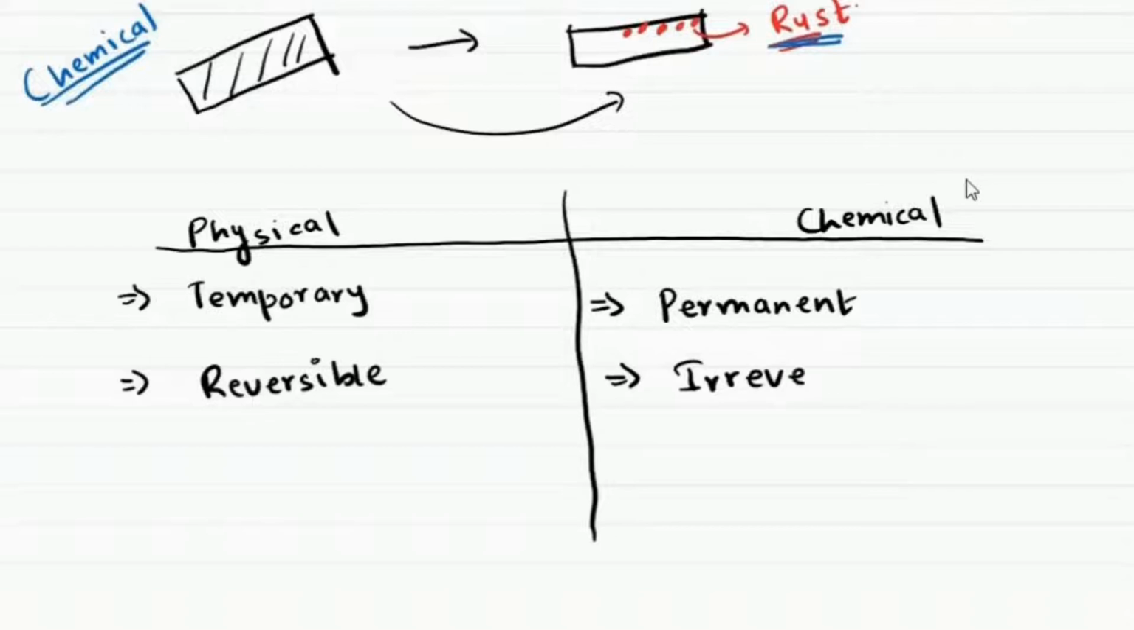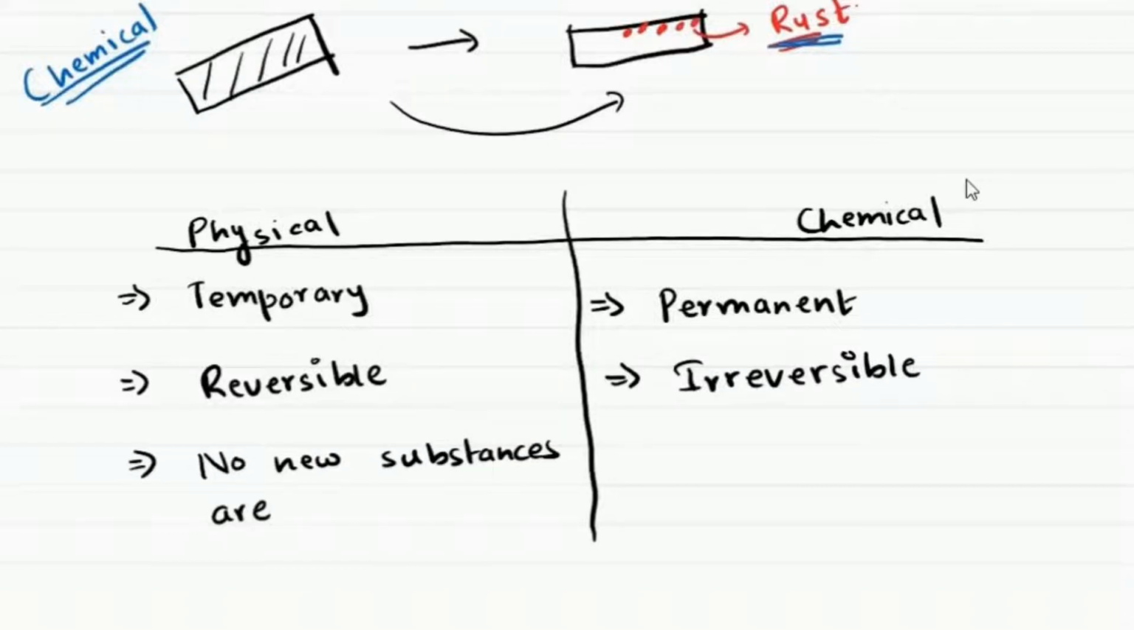There are chemical changes which are reversible as well, but it's a little bit difficult. We need to meet certain conditions for that. That's why normally we are just going to say chemical changes are irreversible. And another difference that we can notice is that in case of physical change, no new substances are formed. Ice is still water. Liquid water is also water, and our steam is also water, so no new substances are formed. Whereas in chemical changes, new substances are formed, like rust is being formed.